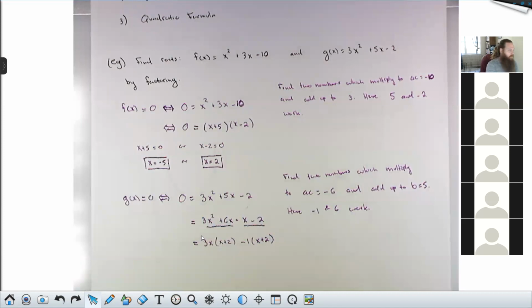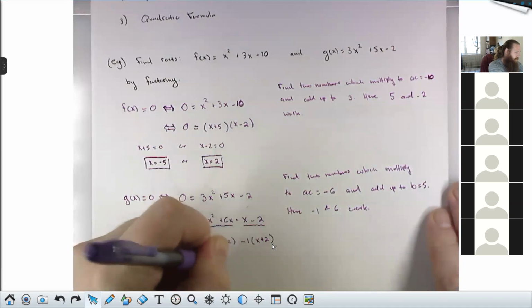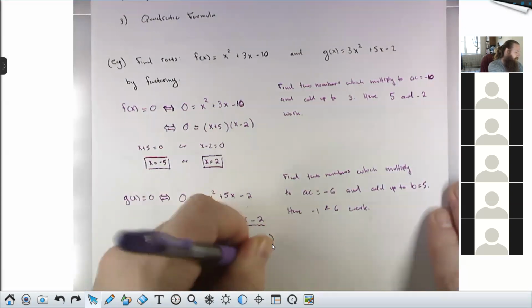So now I've got two terms. I have this term and this term. Remember, terms are separated by addition or subtraction. So this right here is not two terms, it's just one term with two factors. One factor is 3x, the other factor is x plus 2. This is a single term with two factors, -1 and x plus 2. Since these both have an x plus 2 in them, I can pull the x plus 2 out, and what's left will be 3x minus 1. And that's the job done.